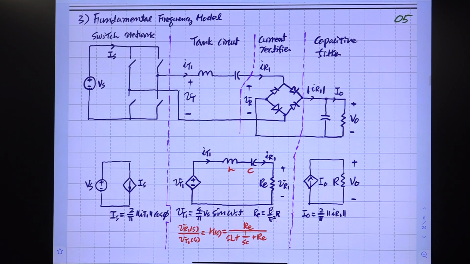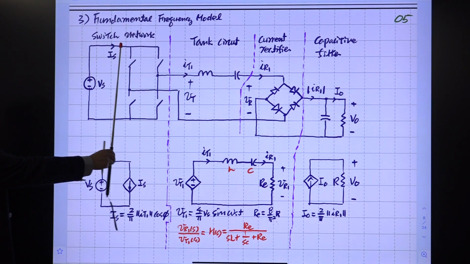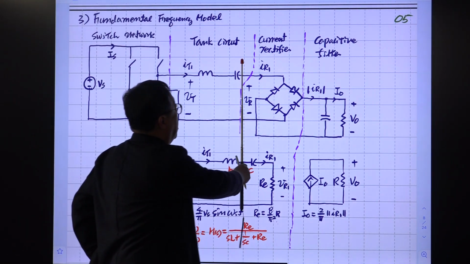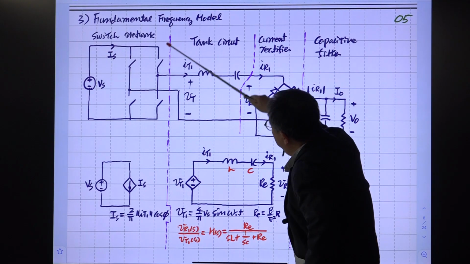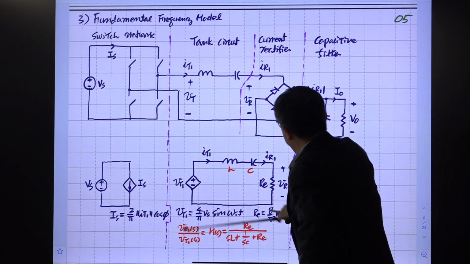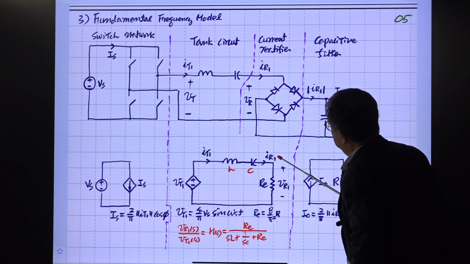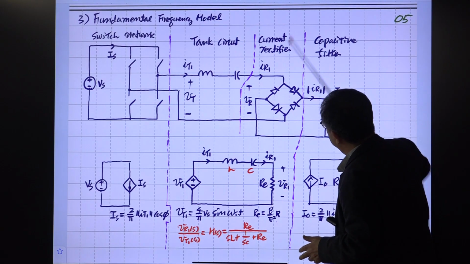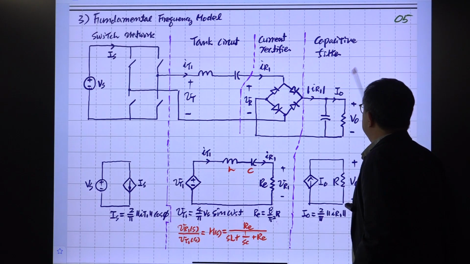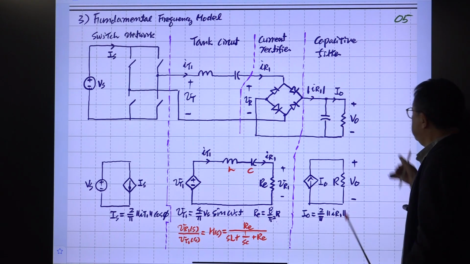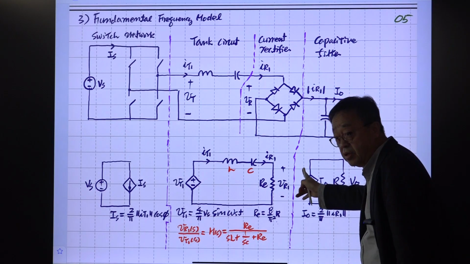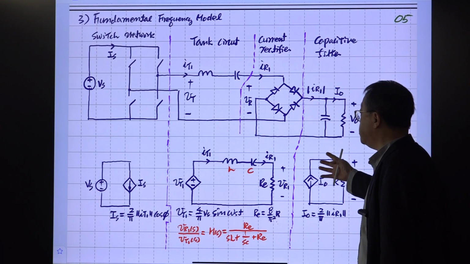So there's a comparison between the original circuit model and the model developed by Erickson. This is the switch network, tank circuit, current rectifier and the capacitive filter. With this there's a DC model, and in the middle we have, I don't know, where should the borderline be? Maybe somewhere here, this one is the tank circuit, and this is the output circuit. This one is a voltage source. Our voltage should appear here.